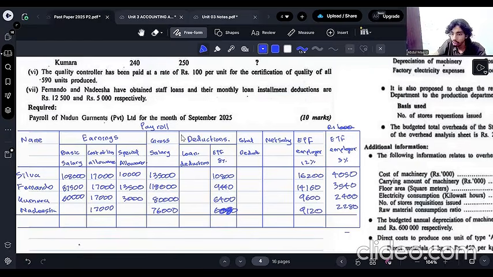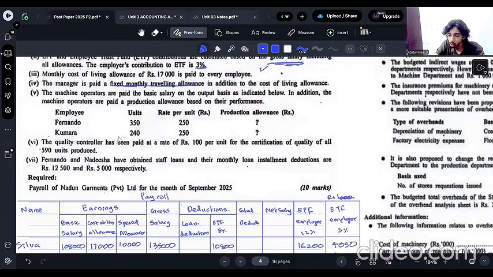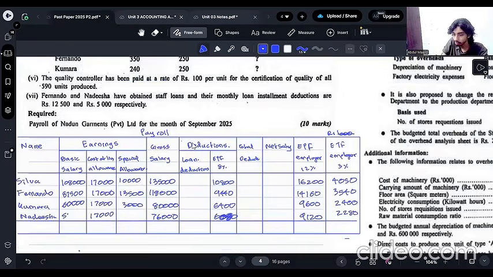Here Nadesha is the quality controller. The quality controller has been paid at a rate of 100 per unit for the certification of quality of all 590 units. So 590 into 100 will be 59,000. So 59,000 plus 17,000 is 76,000. So there is no special allowance for Nadesha. Fernando and Nadesha have obtained staff loans and their monthly loan installment deductions are 12,500 and 5,000 respectively.